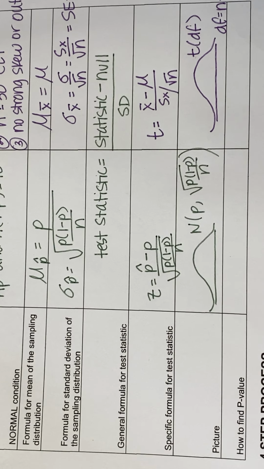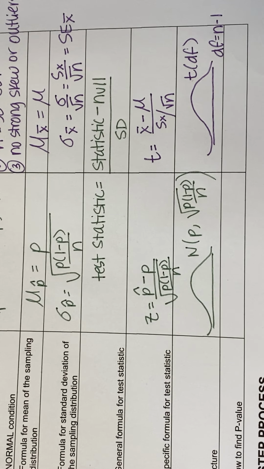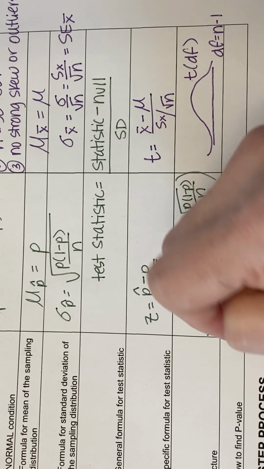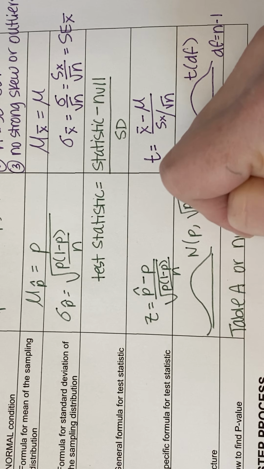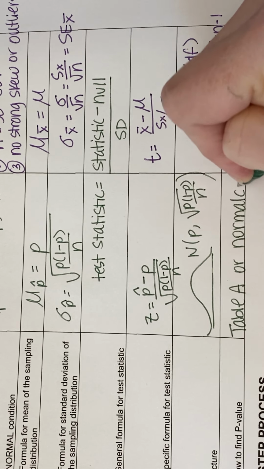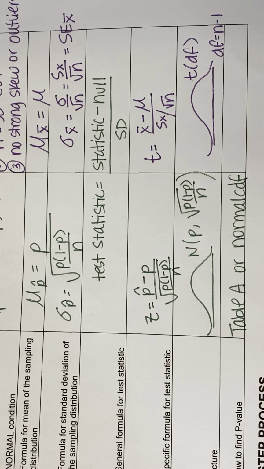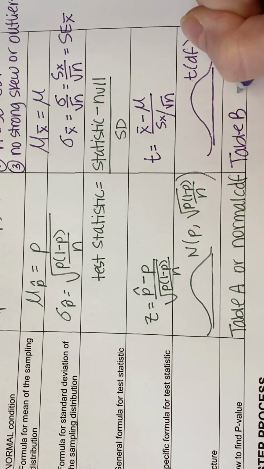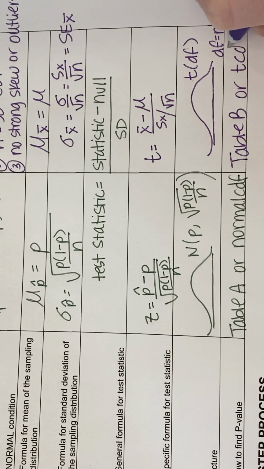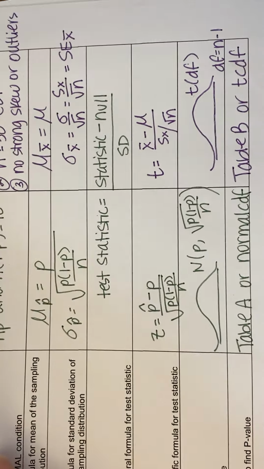And then how to find the p-value. So since proportions is a Z test, we can use table A or normal CDF. And since the significance test for means is a T test, we can use table B or TCDF. And just remember your degrees of freedom are n minus 1.